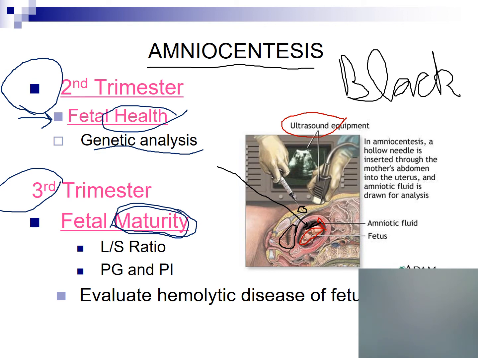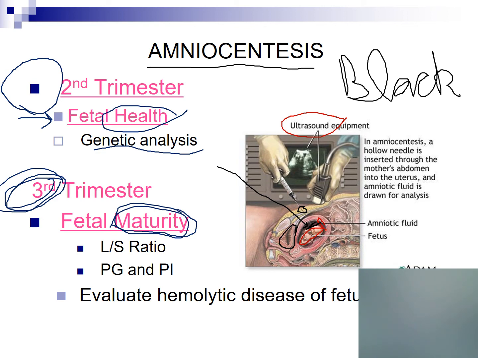Note that with the CVS, we did not include that, but with amnio we do. The second time, in the third trimester, we're looking for fetal maturity, in particular fetal lung maturity. So we're doing a couple of different things with the fluid that we're not doing when we're sending the amniotic fluid for the genetic analysis.